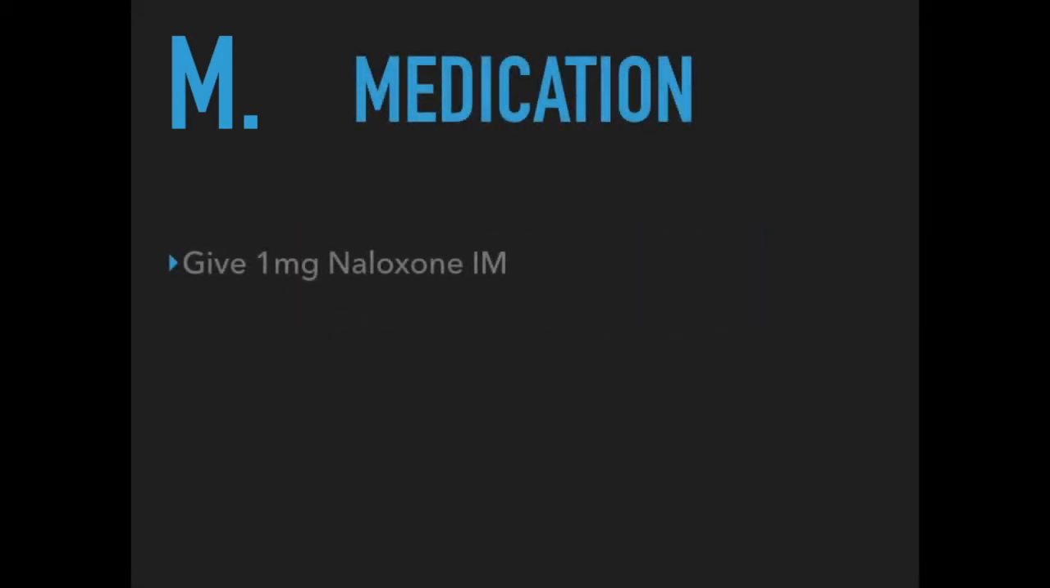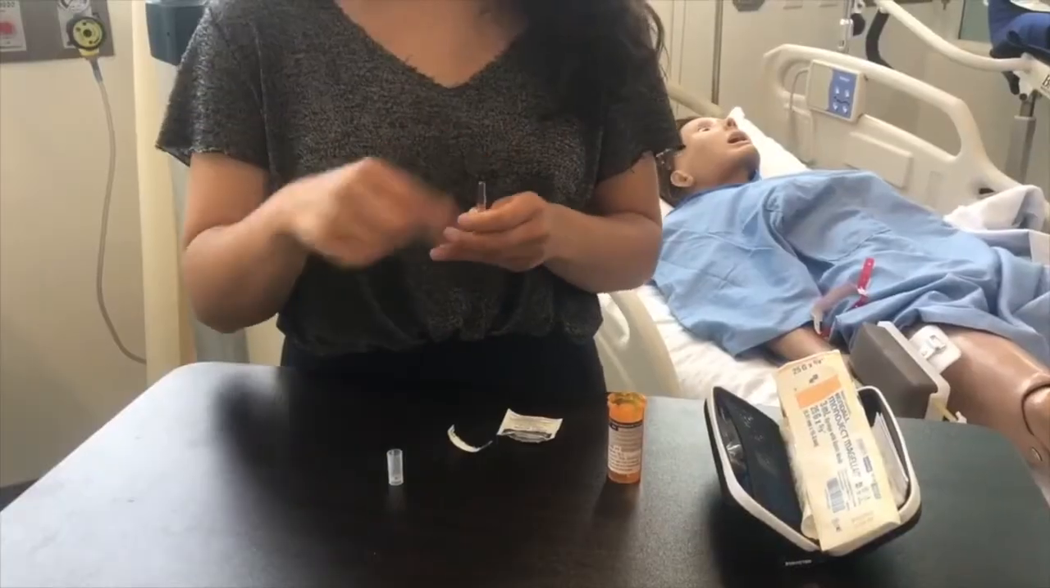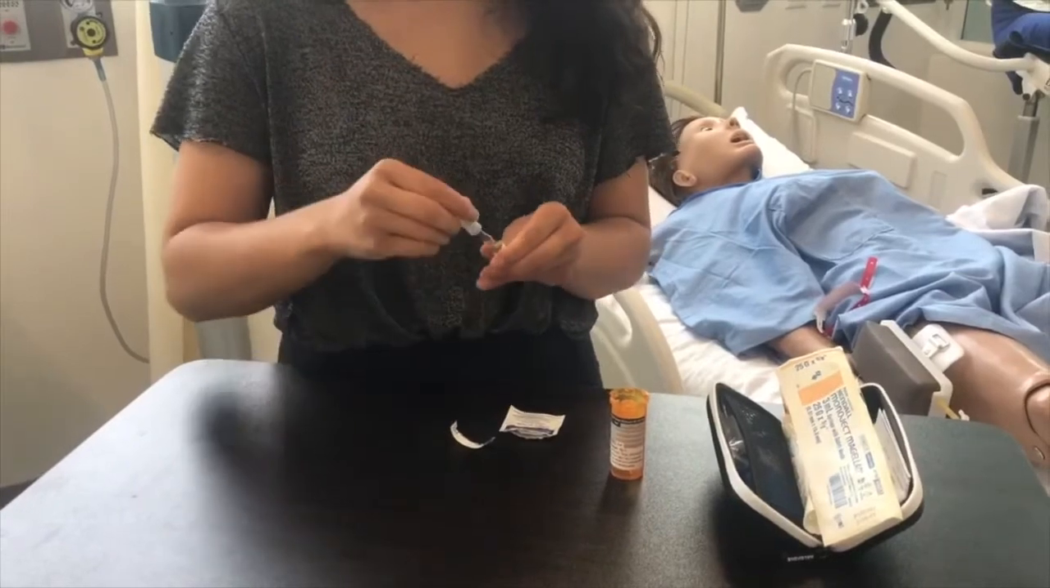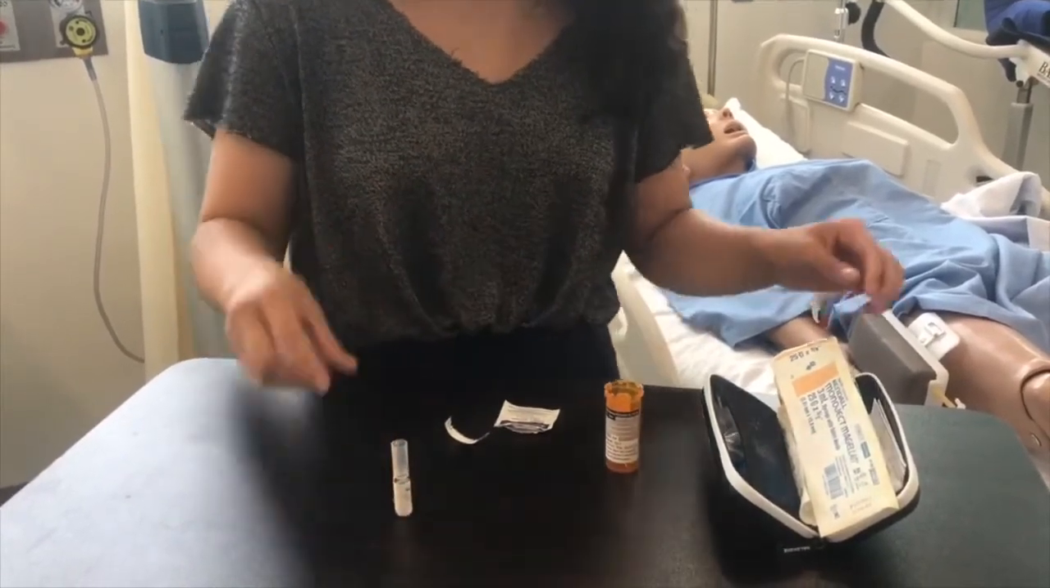M. M stands for medication. Give 1 milligram of naloxone IM. This is 1 ampule. This video will demonstrate the proper way to administer naloxone.